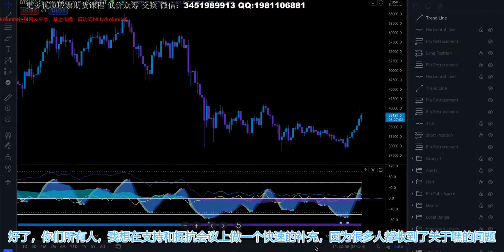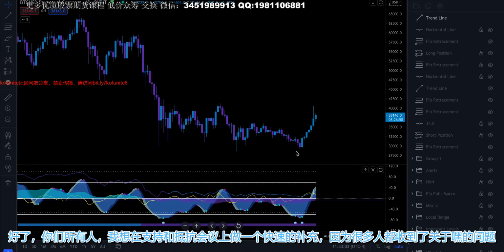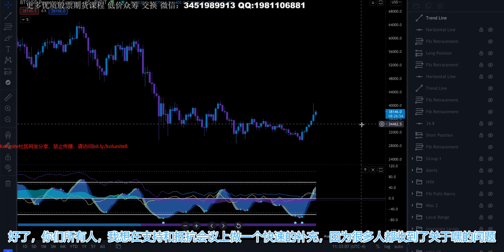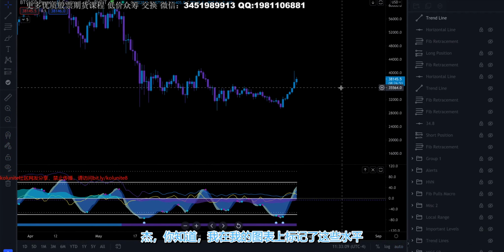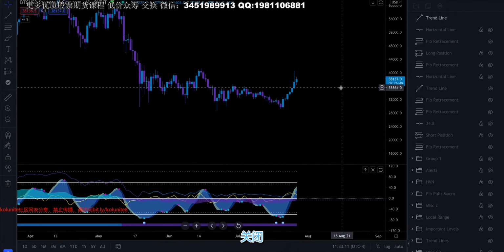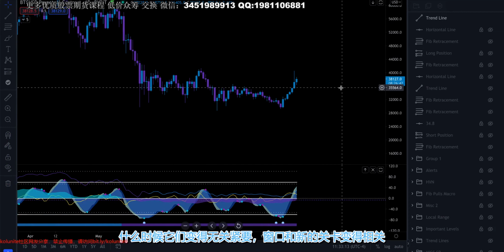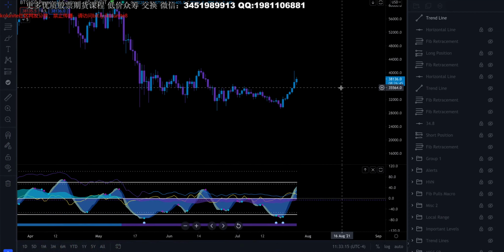All right, y'all. I wanted to make a quick addition to the support and resistance session because a lot of people have been getting questions about, "Hey, Jay, I have these levels marked on my chart. When do I take them off? When do they become irrelevant? And when does a new level become relevant?"